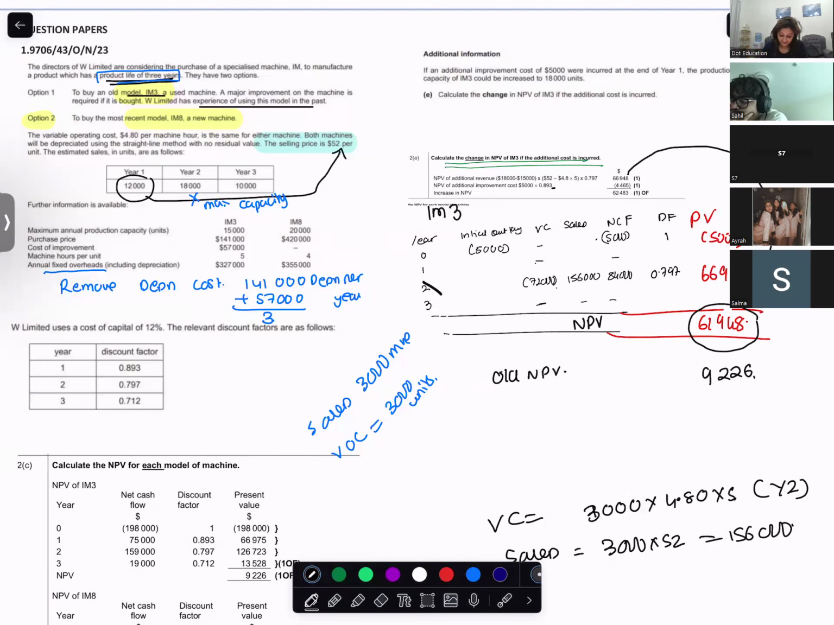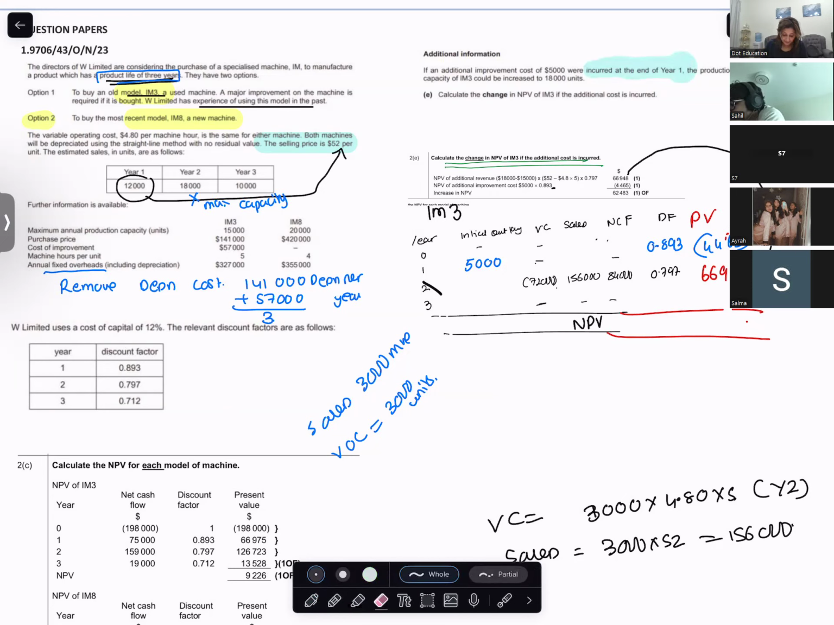The improvement cost is happening when? At the end of year 1, right? It is not happening in year 0. The improvement cost, the initial outlay, is happening at the end of year 1. Okay, so the discount factor for year 1 is 0.893. So 5,000 into 0.893. So this is 4465. So you just get the information. So the improvement was happening at the end of year 1. Now you just incorporated the changes.